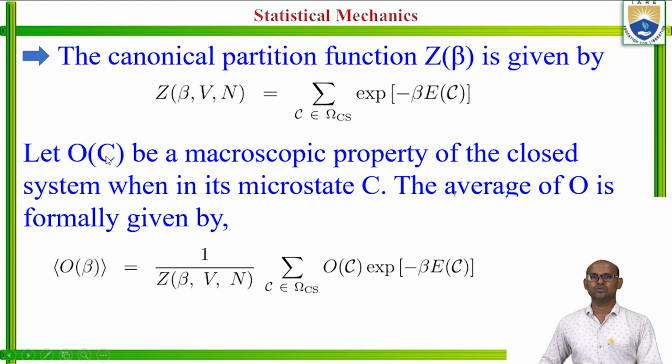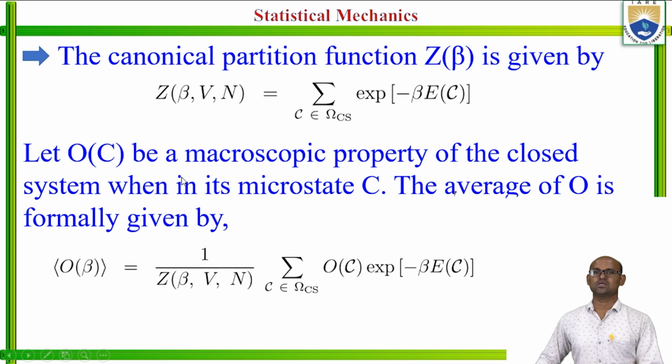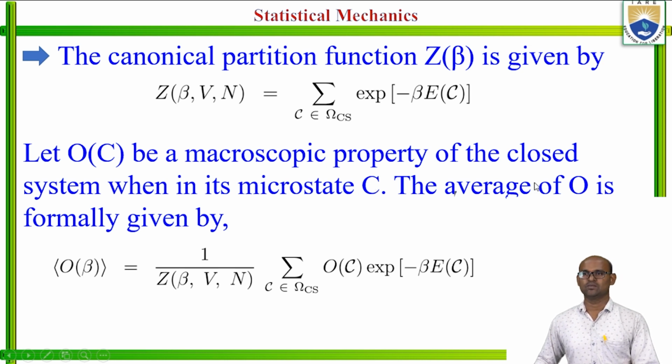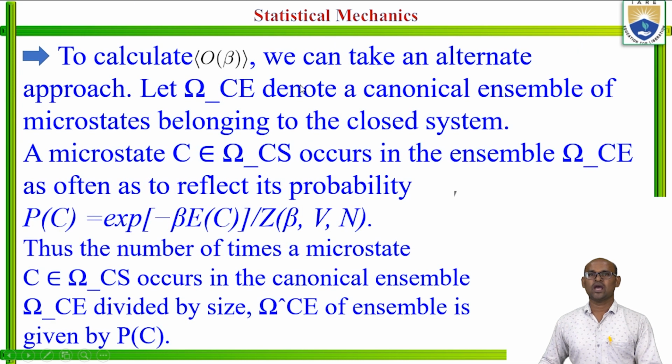Now we are going to calculate a macroscopic property O of this closed system when the system is in a microstate C. The average is given by 1 over Z, which is the partition function, times the sum over all the microstates of O times e power minus beta E, which is the Boltzmann weight. To calculate this average macroscopic property, we can take an alternate approach.